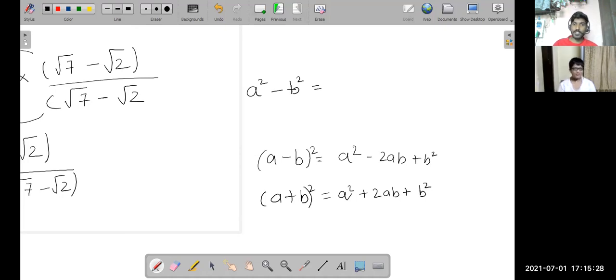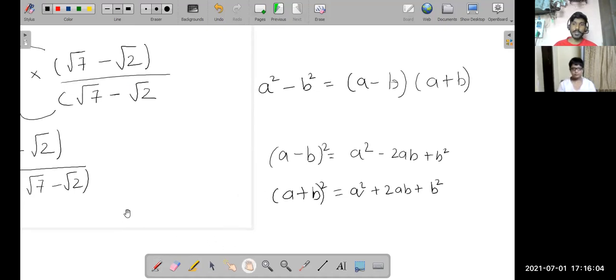The formula a square minus b square is equal to a minus b, a plus b. Do you remember this? Yes, sir.